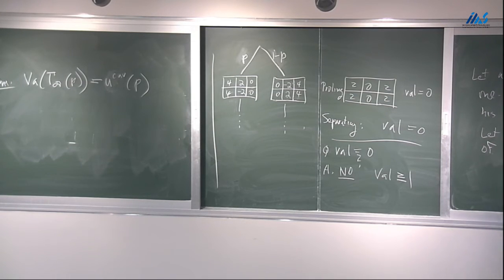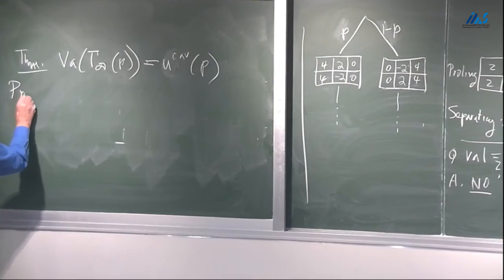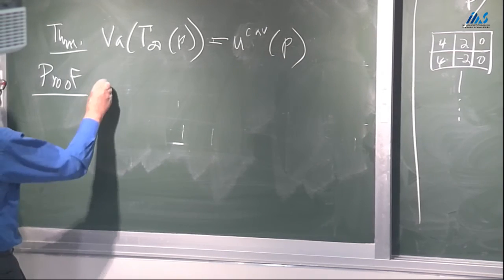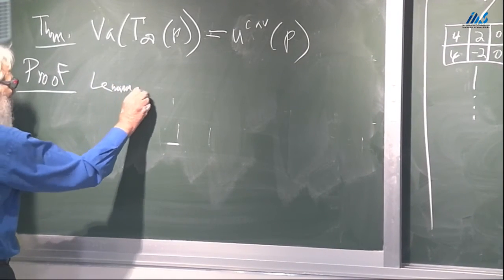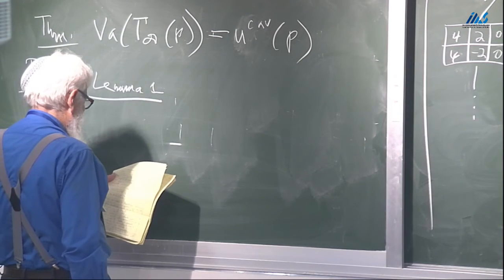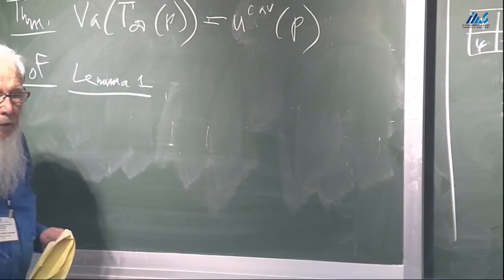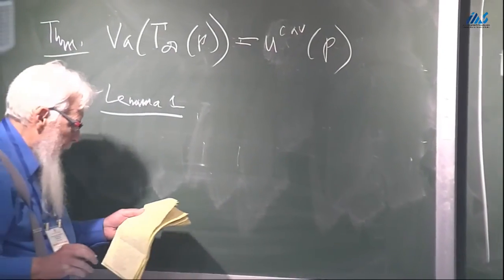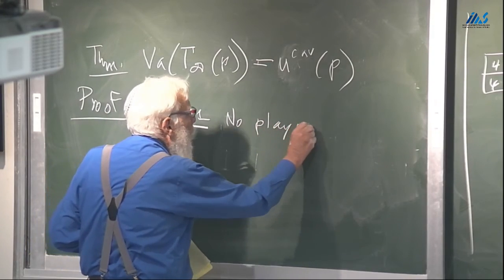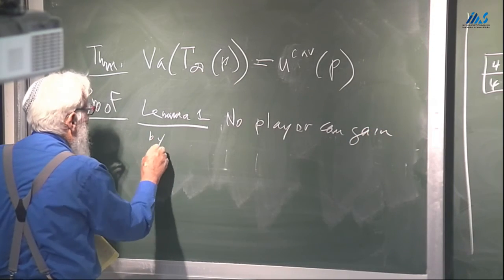So, proof. The first thing we're going to prove is, lemma 1: in a two-person zero-sum game, extensive game, no player can gain by having information withheld.